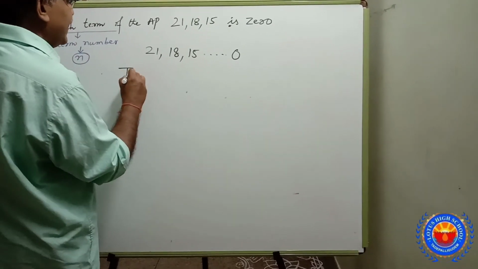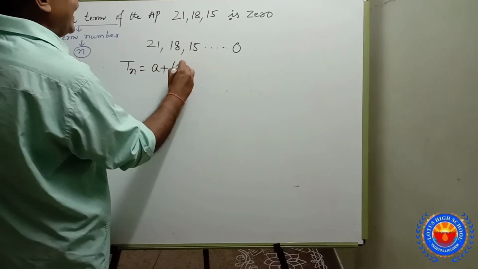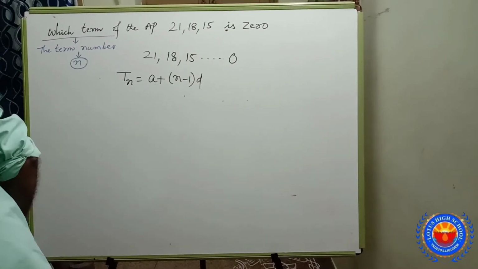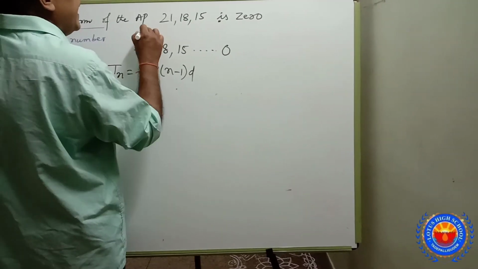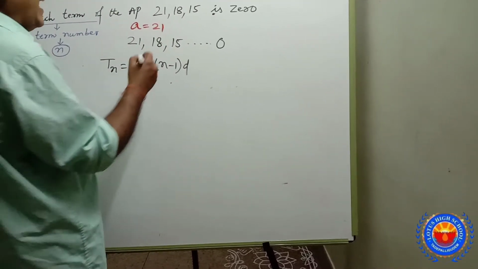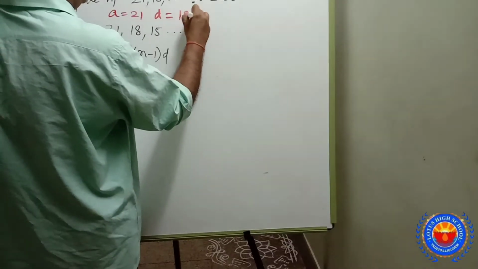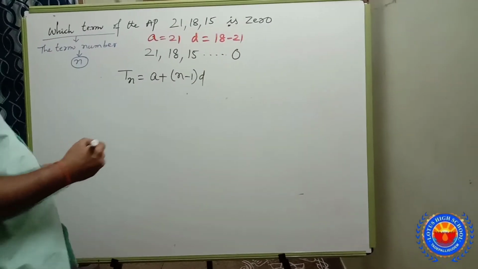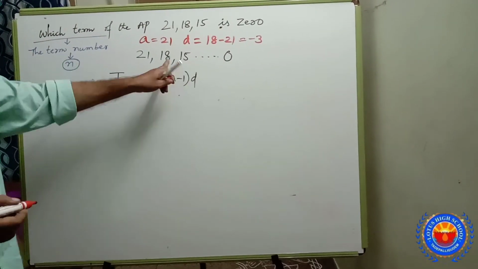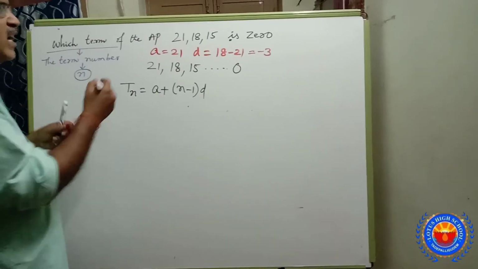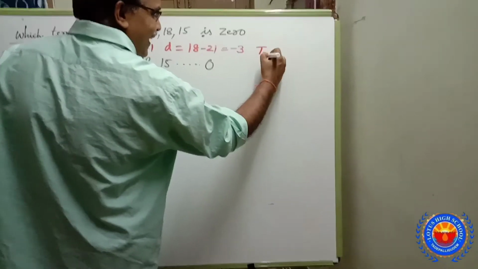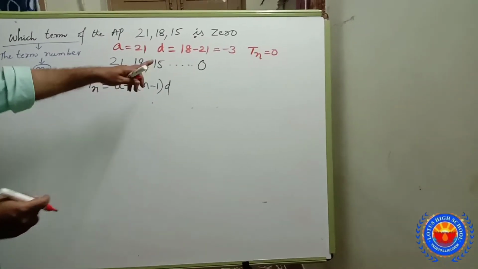What is the formula? Tn is equal to a plus n minus 1 into d. In this, a is equal to 21, and d is equal to 18 minus 21. 18 minus 21 is nothing but minus 3. If you want, you can take 15 minus 18 also, minus 3. Substitute, and one more important thing, 0 is nothing but Tn is equal to 0.